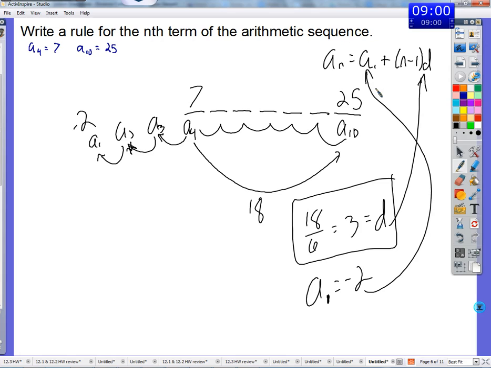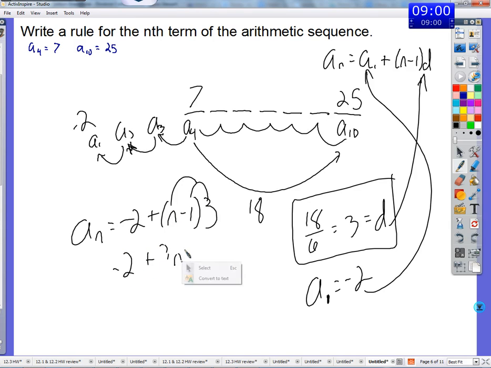We have that. So we have a rule: negative 2 plus n minus 1 times 3. That's fine. Then we can distribute the 3 if we like, which I do like. Negative 2 plus 3n minus 3. Negative 5 plus 3n. There's our rule.